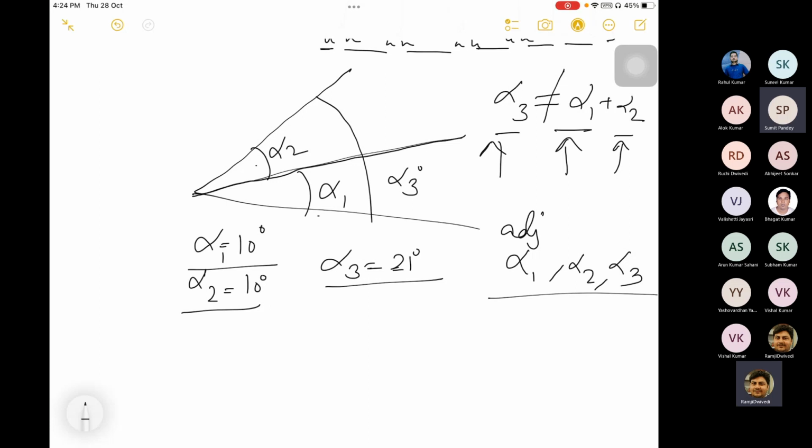Is it not visualized properly? Actually, sir, on my side, the network is a little bit weak. That is why the voice is stuttering, sir. Alpha 1 figure is visible.